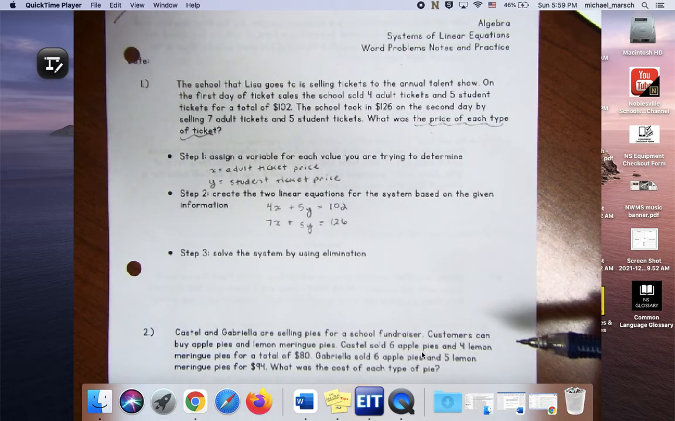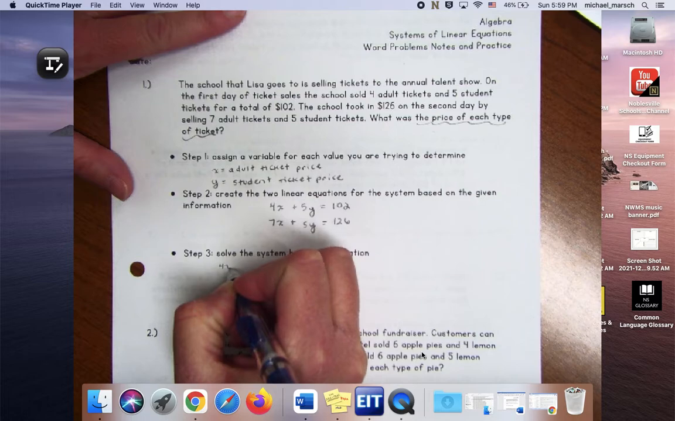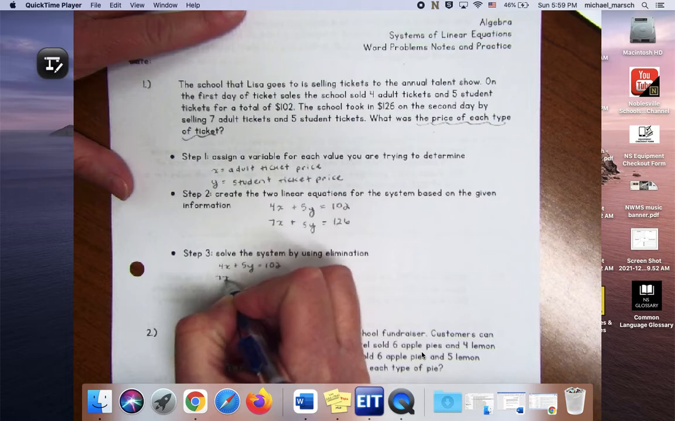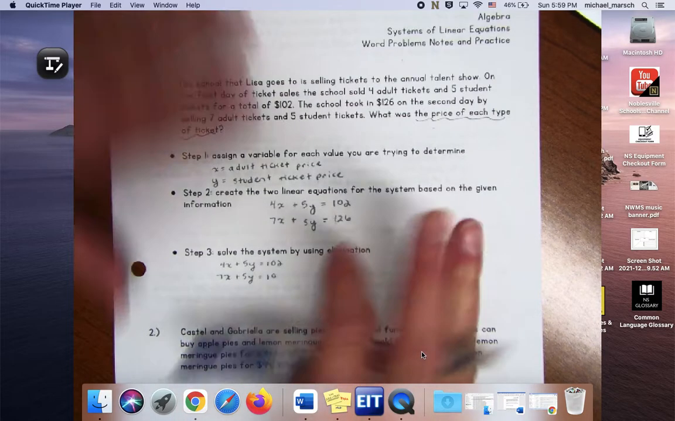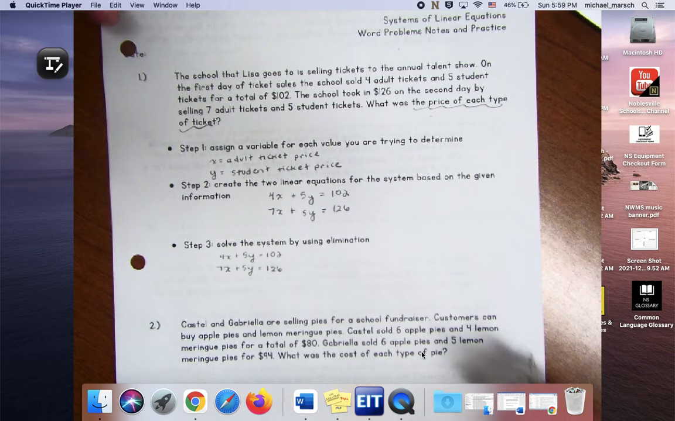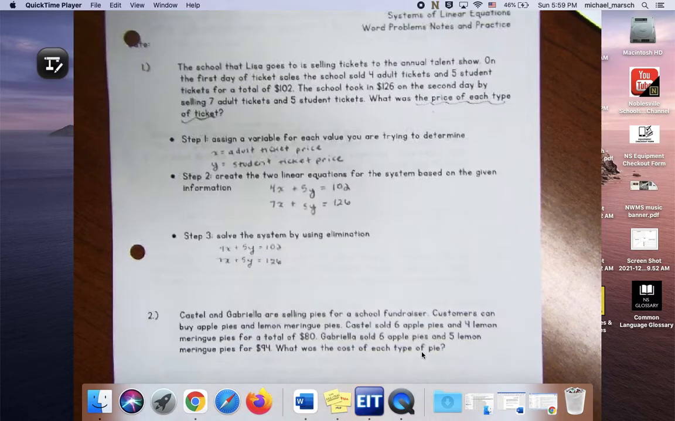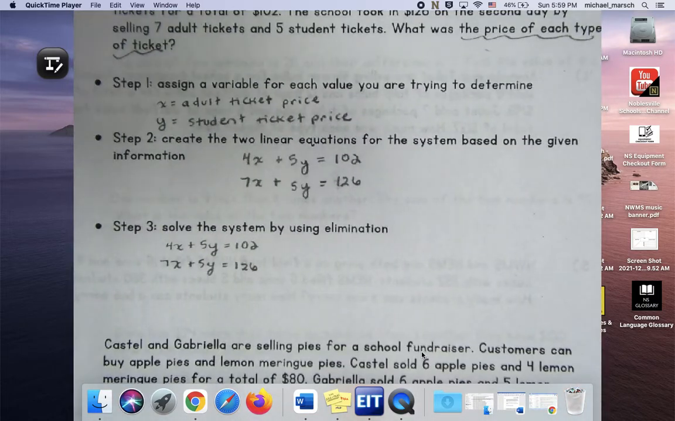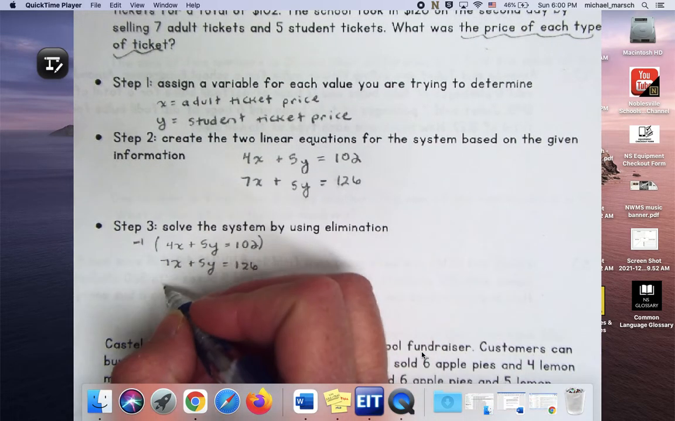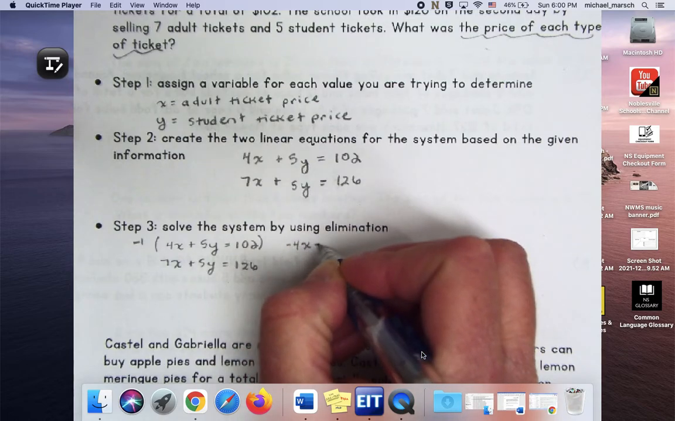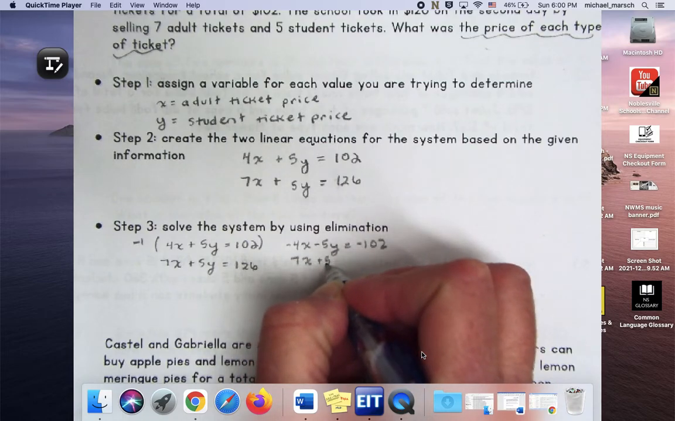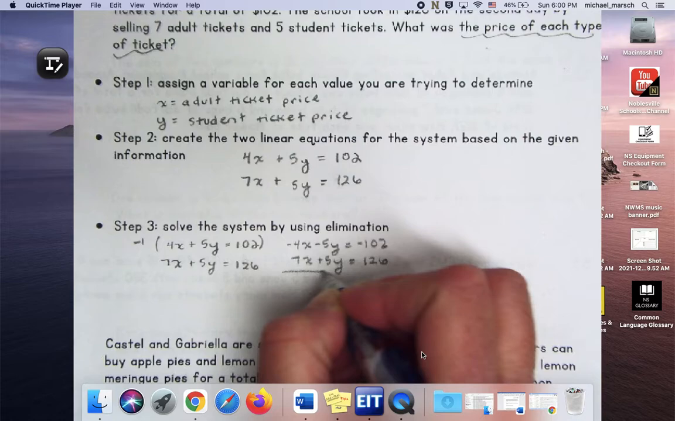And we're going to use elimination because it's just easier. So I'm going to rewrite these: 4x plus 5y equals 102, 7x plus 5y equals 126. I think the easiest thing to do here is to make one of these equations so that the y is negative, right? So make that 5y negative. I'm just going to multiply this whole equation by -1. So now I'm going to have negative 4x minus 5y equals negative 102, and then I have 7x plus 5y equals the 126 that it started out with.